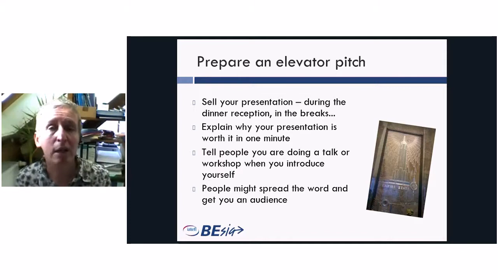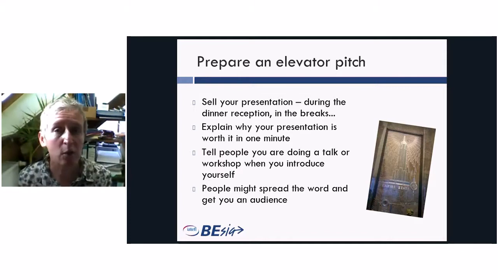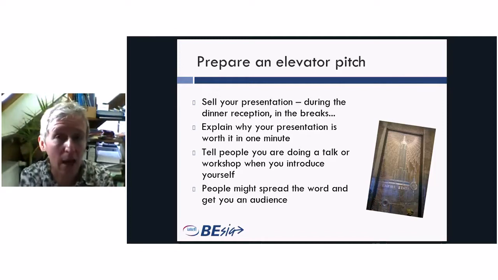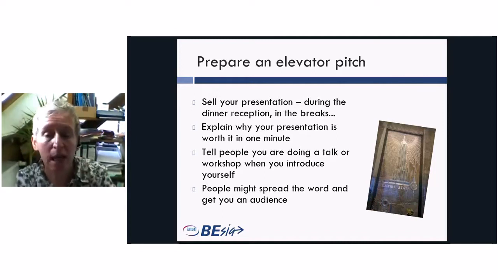If you are at the conference, do this actually during the dinner reception or in the breaks. Talk to people, say what you're going to talk about, introduce yourself that way. Even if they don't come to your workshop or session, they may tell others, or they may be interested and want a handout, and you have a new connection.